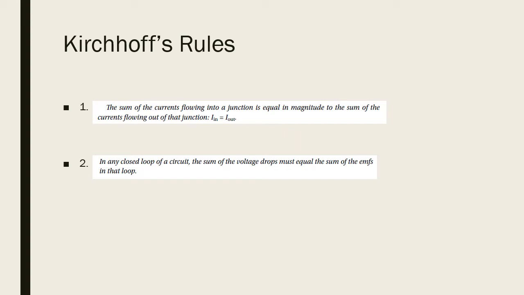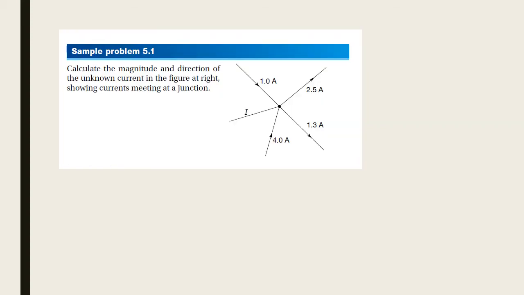Two, in any closed loop of a circuit, the sum of the voltage drops must equal the sum of the EMFs in that loop. So same thing, the amount of voltage you put in must be equal to the voltage that is used. So how does this work?